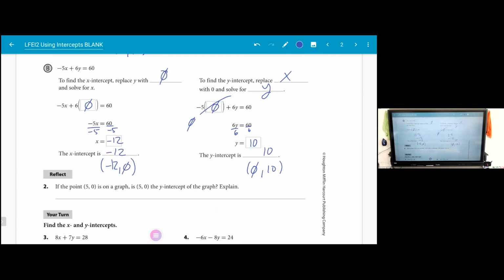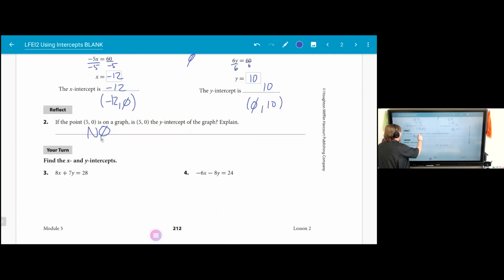If the point 5, 0 is on the graph, is it the y-intercept? No. Because the y-intercept is when x is 0. In this case, this is when y is 0. So 5, 0 is an x-intercept.